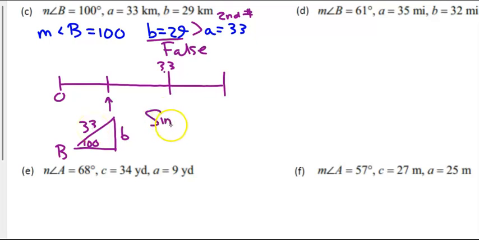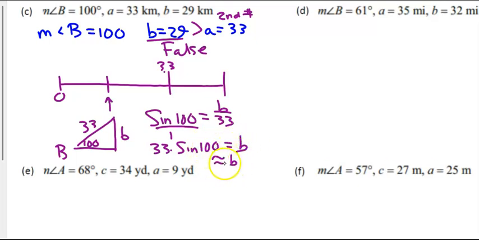So we do the sine of 100 degrees is equal to B over 33. Cross multiply. So B is going to be equal to 32.499. So that's a very, very short distance between here and here for 2 triangles. Our number is 29, which is actually over here. So therefore, there are no triangles.